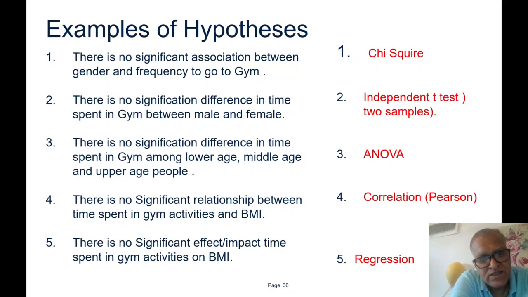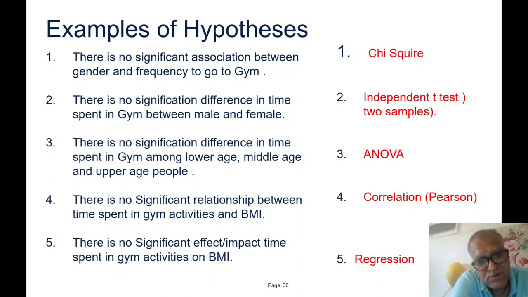Third hypothesis: there is no significant difference in time spent in the gym among lower age, middle age and upper age groups, because you're comparing time spent by three groups. So the three groups are categories and time is a metric or continuous or scale variable. If you're comparing more than two groups, the test is ANOVA.